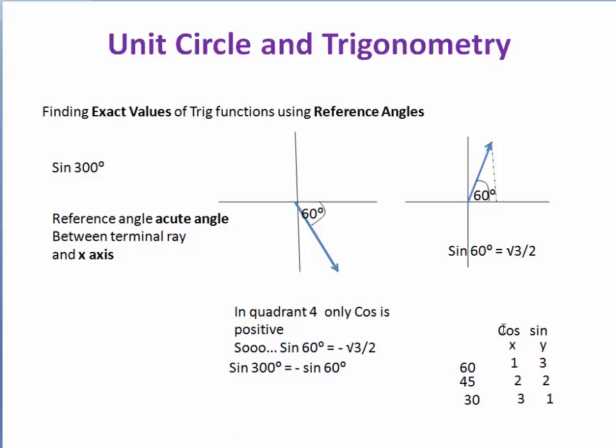Quick way of remembering sine and cosine: 1, 2, 3, 1, 2, 3 for 30, 45, 60 degrees. 1 over 2, root 2 over 2, root 3 over 2, root 3 over 2, root 2 over 2, 1 over 2. So you can do that in your scratch work if you're in an exam.